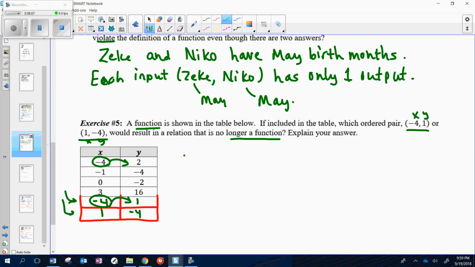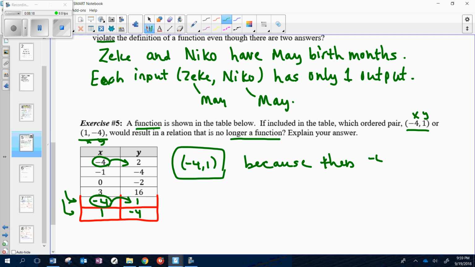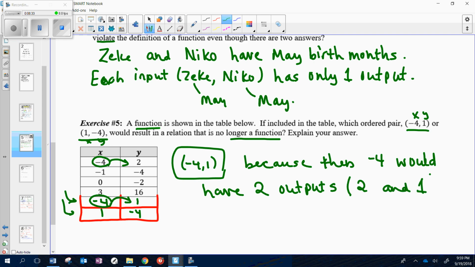So the answer is -4, 1, and the reason is because then -4 would have 2 outputs, and they would be 2 and 1. 2 here, 1 here. So if you have that, then it's no longer a function.